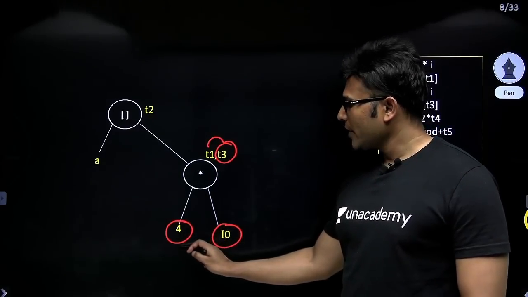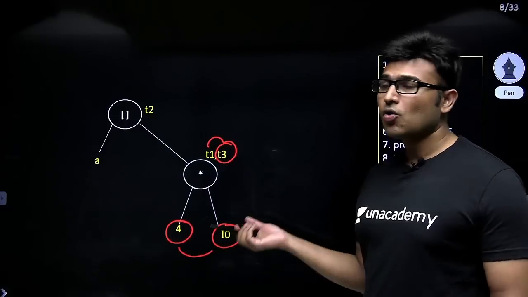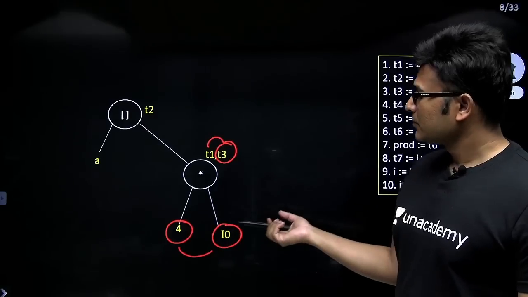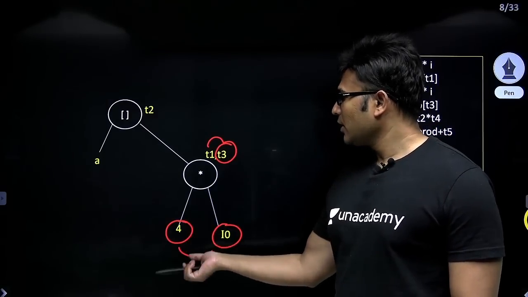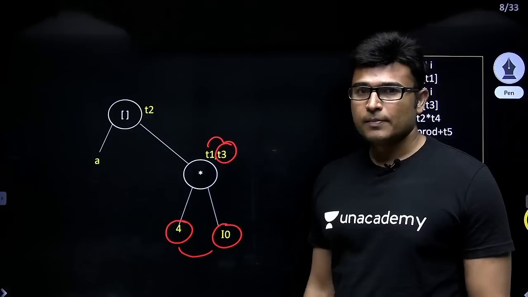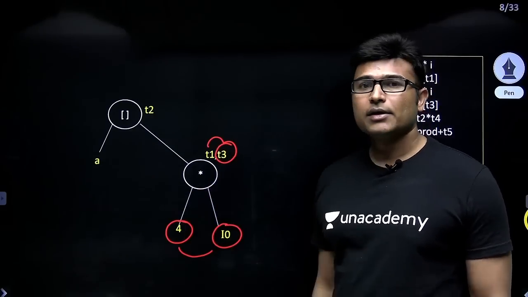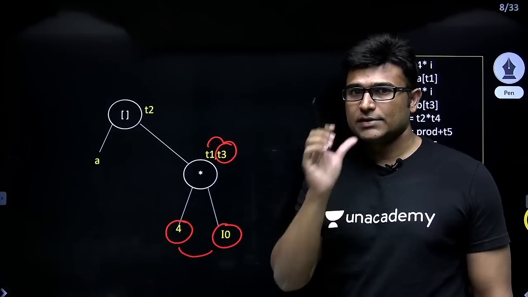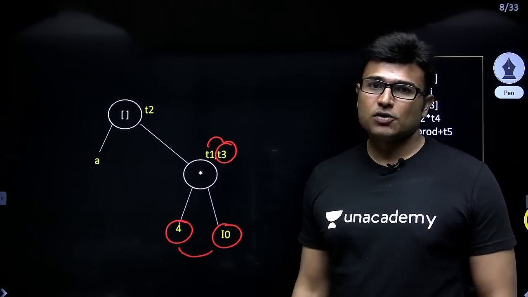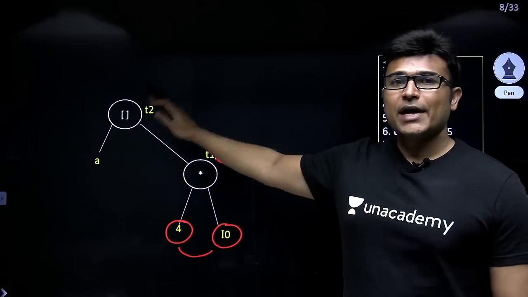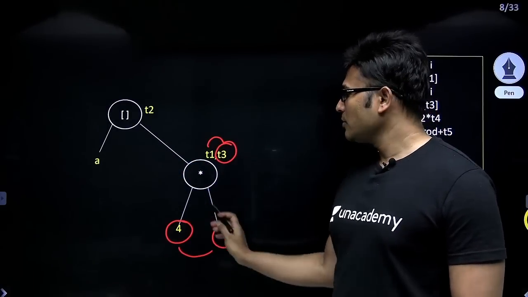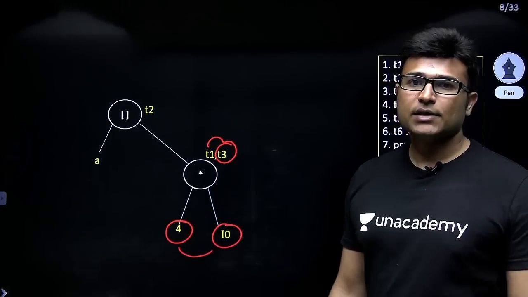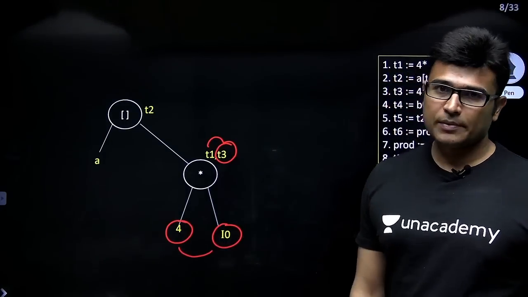Even though in the code you see that we have 4 into i two times, when I convert it into a DAG, it occurs only one time. Are you getting this? Now what is the advantage of this? When I convert this DAG into code, I will not be computing it two times, I will be doing it only once. That is why a DAG is helpful in eliminating common subexpressions. Okay.